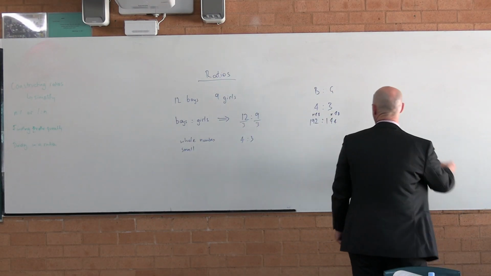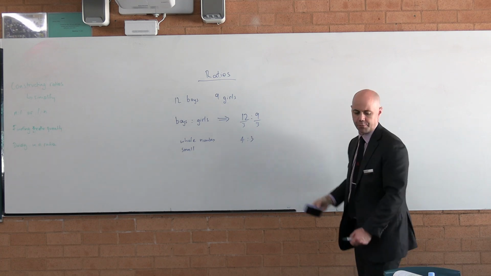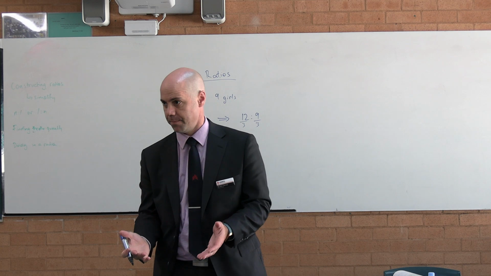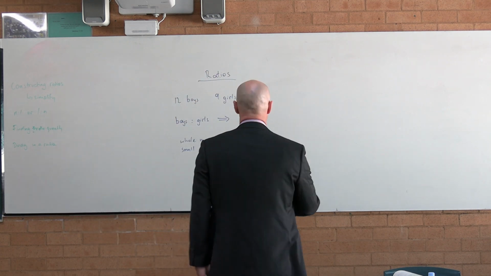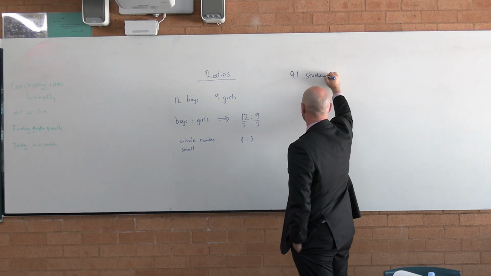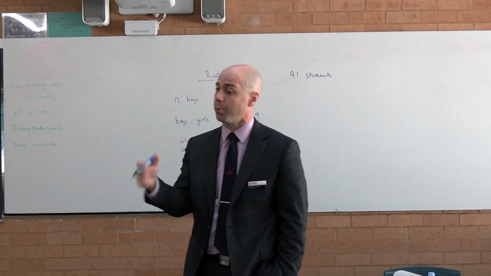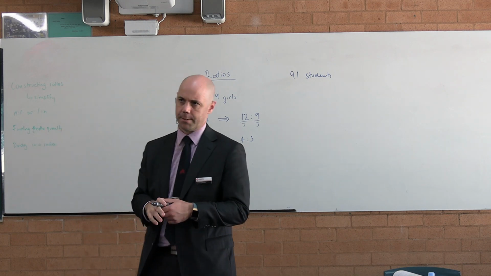The question then is, if we've got that ratio, let's keep working with 4 to 3, what if I tell you how many students there are altogether? How do we figure out how many boys and girls? So let's say we've got 91 students altogether. If we have 91 students, and we know that the ratio of boys to girls in that whole student group is 4 to 3, how do we figure it out?